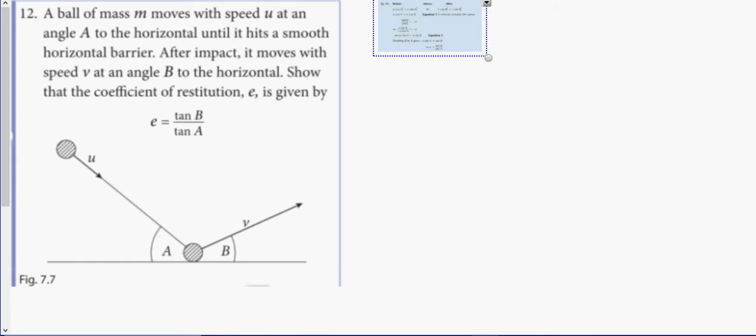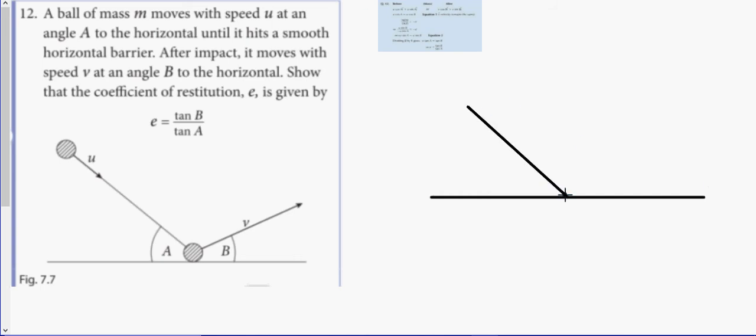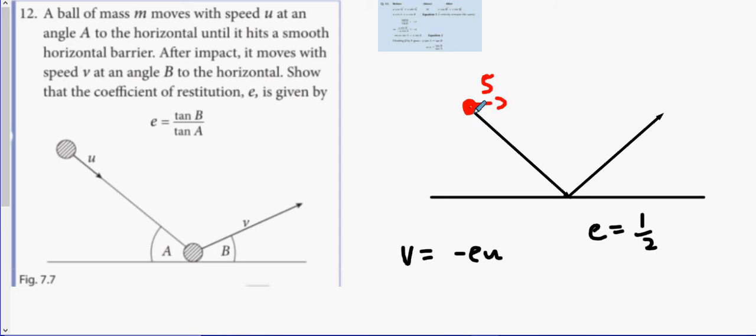Now, the first thing I'm going to do is make this idea much simpler than the one we're doing. If you imagine the formula is v equals minus e u, and for argument's sake, imagine the barrier has an e value of a half. My red ball comes in at a speed of 5 across and 10 down. 10 down is technically a minus 10 because it's going downwards.